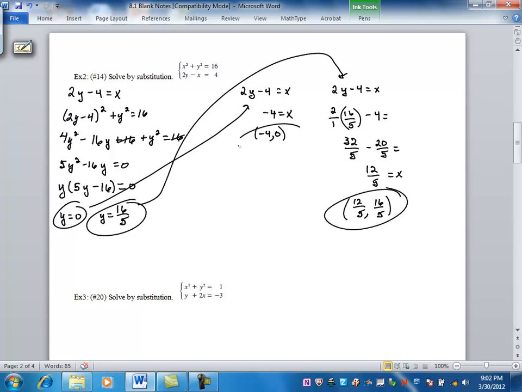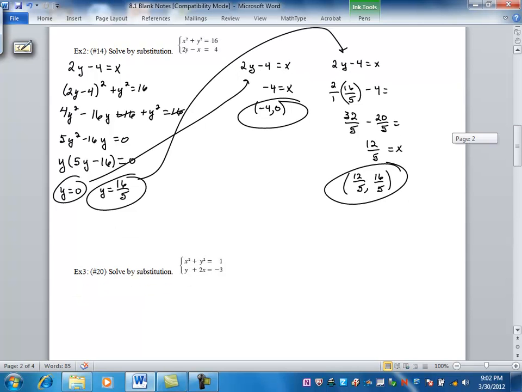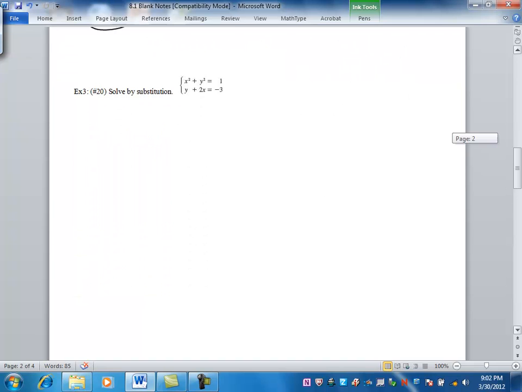And so again, two solutions. Please go back, check both of these, make sure that both solutions here satisfy both equations. If they do, and they will, there's a solution to that particular system.